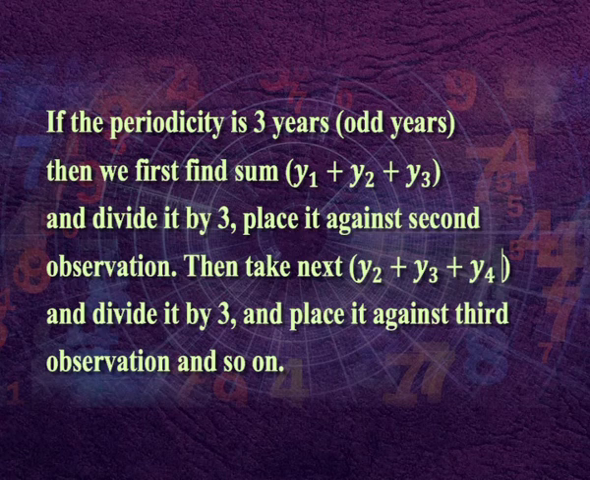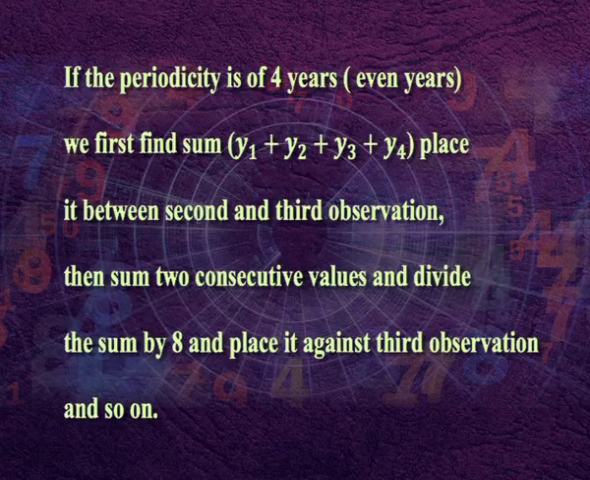If the periodicity is 3 years, odd years, then we first find the sum y1 plus y2 plus y3 and divide it by 3. Place it against the second observation. Then take the next y2, y3 plus y4 and divide it by 3 and place it against the third observation, and so on. If the periodicity is 4 years, even years, we first find the sum y1 plus y2 plus y3 plus y4. Place it between the second and third observation. Then sum two consecutive values and divide the sum by 8 and place it, and so on.